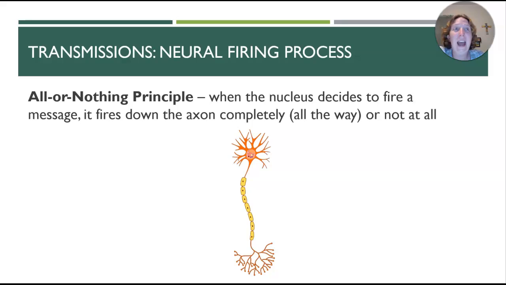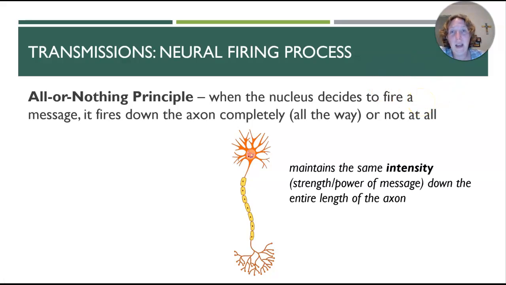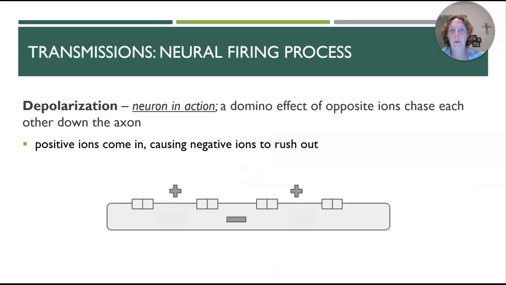If it fires, it has to go in an all or nothing kind of way, meaning it maintains the same intensity down the entire length of the axon. The strength of the message, the power of the message, the speed of the message comes all the way through. You can think about it like throwing a ball or firing a gun, because once you throw it, or once you fire it, it's going to go all the way through. There's no stopping and turning around.